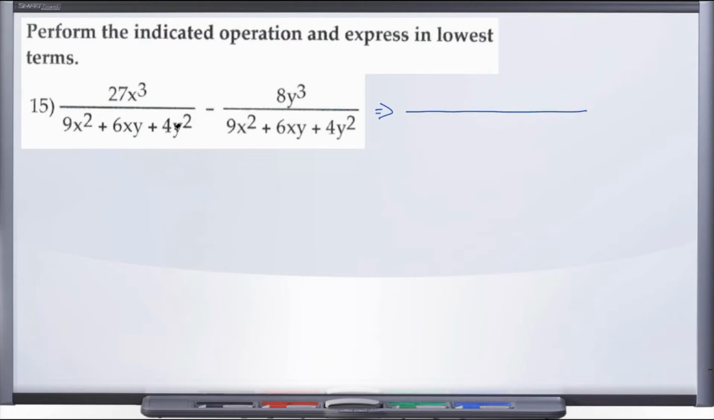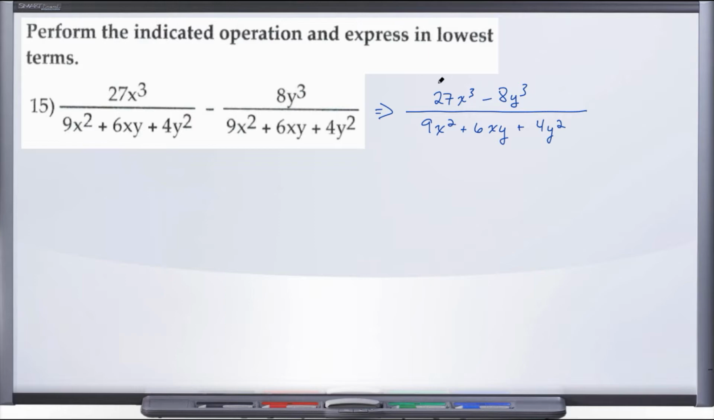So let's go ahead and move this common denominator over. So 9x squared plus 6xy plus 4y squared. And since we have a common denominator, we know that that allows us to perform the indicated operation with our numerator. So we have 27x cubed minus 8y cubed.